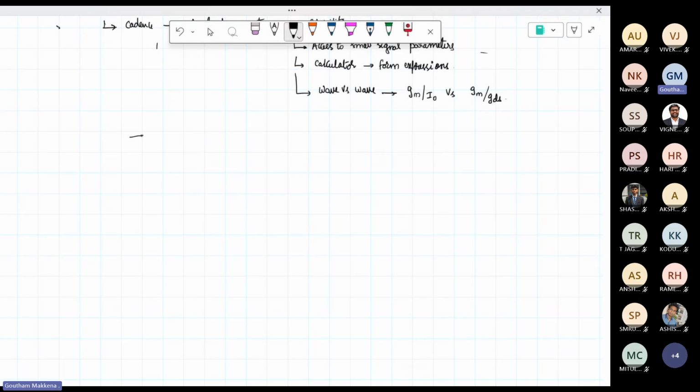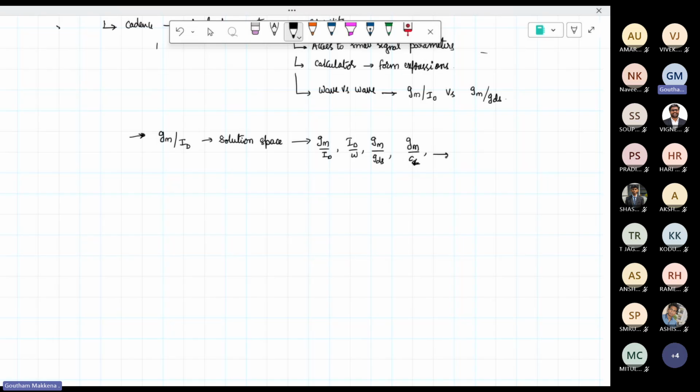In the next lab session, what have we done? I tried to convince you that the GM over ID methodology gives you access to a solution space. And from this solution space, why only this GM over ID? There are some other terms, right? GM over ID, ID by W, GM by GDS. If I talk about anything bandwidth related, I think GM by CL. So the unity gain frequency, all those come into picture, right?